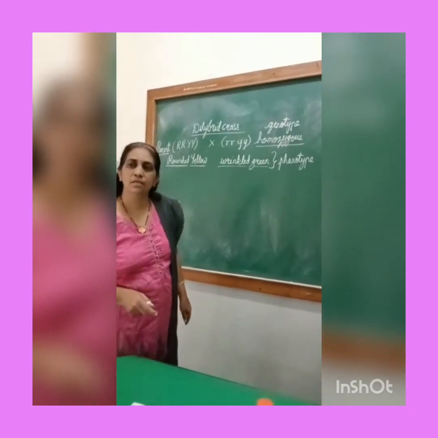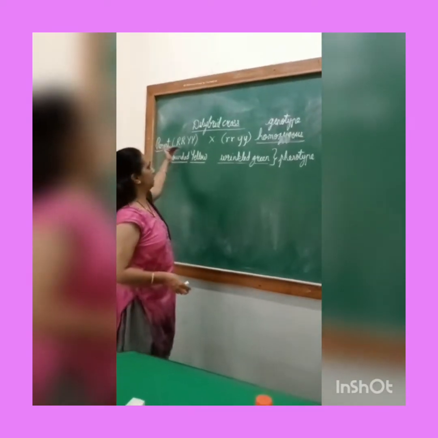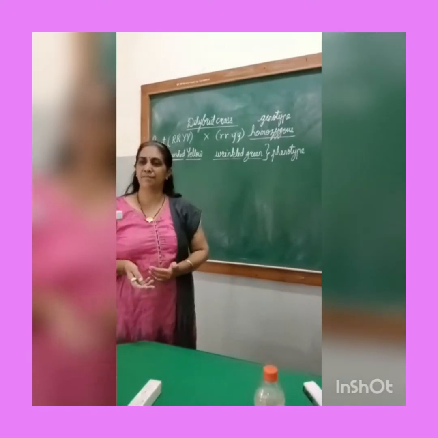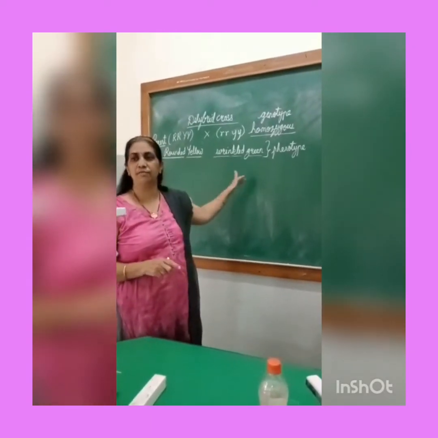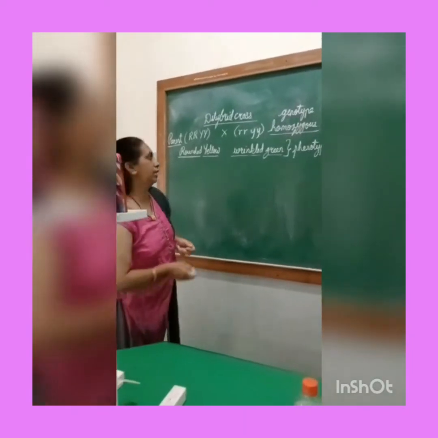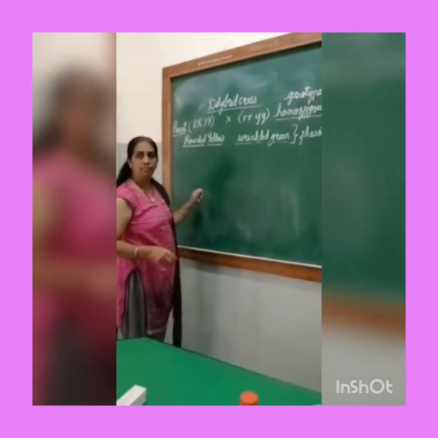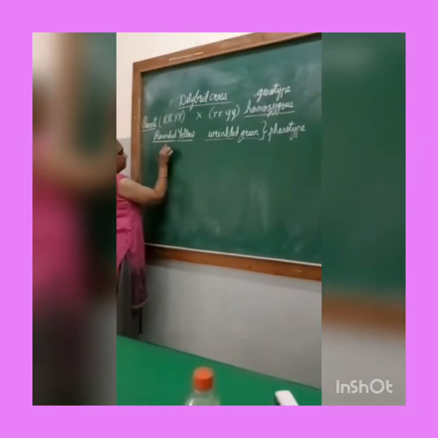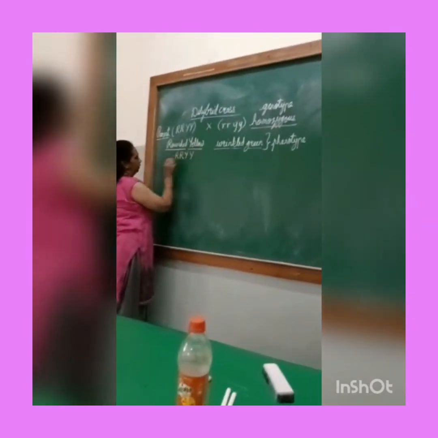Yes, okay. So now we will see what happens when these two are crossed together. First of all, they will form the gametes. When these two are mature, they will form the gametes. So we will see how to write the gametes. What type of gametes will this parent form? What are the gametes that will be formed? So this is the genotype of the parent.